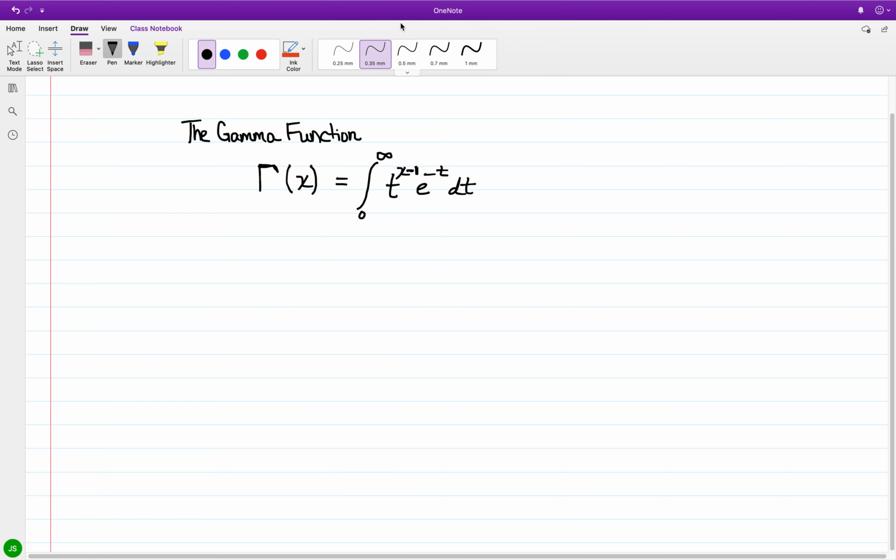Now, we're going to be looking at translating what we have in the gamma function in terms of factorial notation. And just to start us off, if we have the input x equal to 1, then we have t to the 1 minus 1, that would be t to the 0, which would be 1. So for gamma of 1, you have the integral as t goes from 0 to infinity of e to the negative t dt.